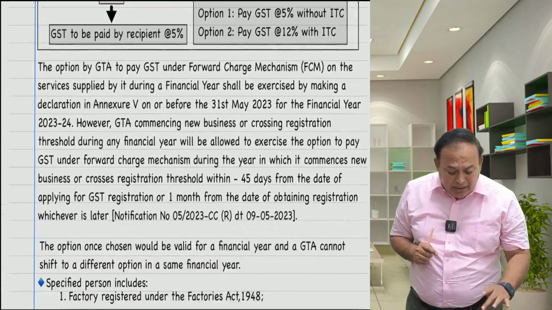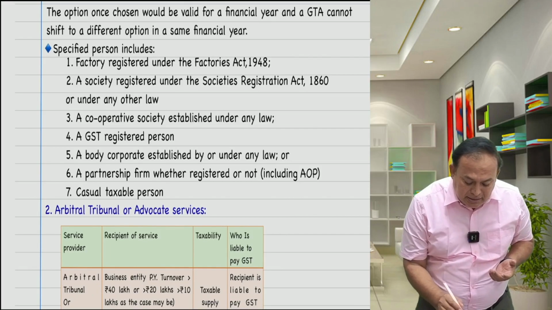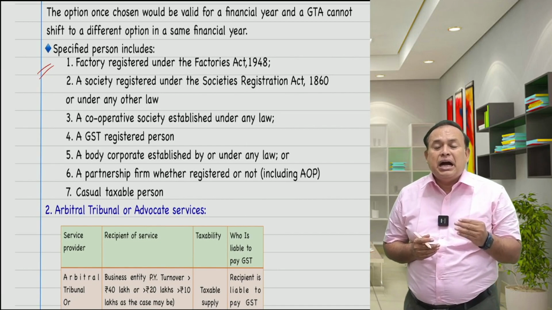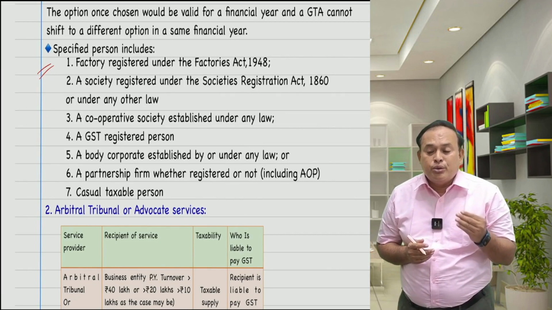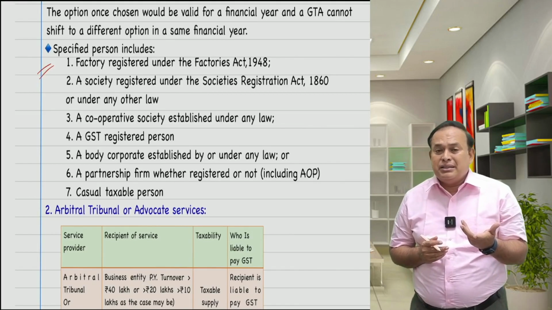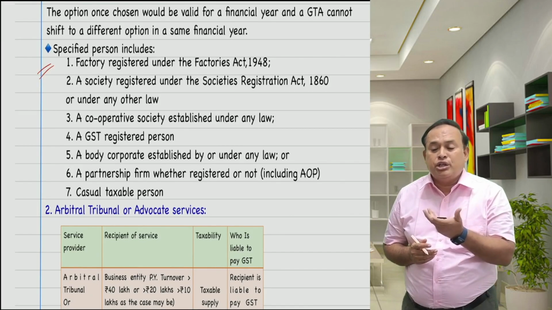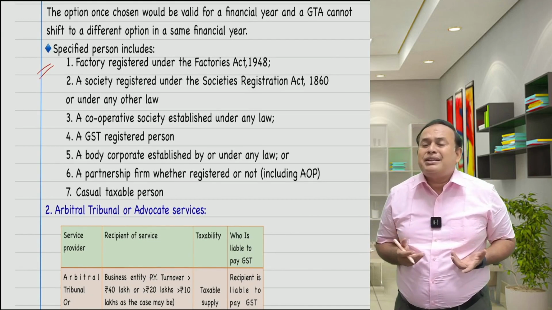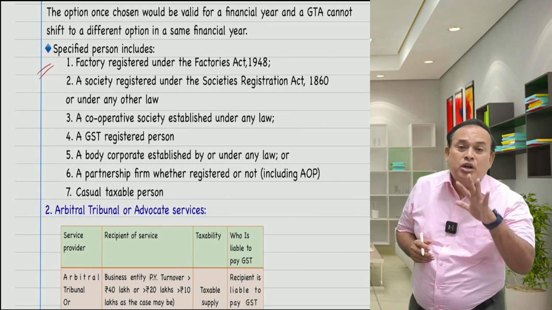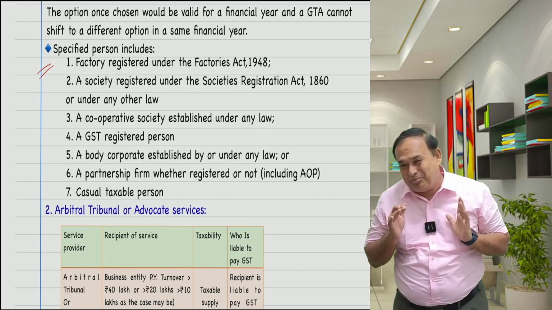The recipient should be, in the given case, a specified person. Meaning what? Specified person means the following. 1. A factory registered under the Factories Act, a society registered under the Society Registration Act, or a cooperative society established under any law, a person registered under GST law, a body corporate under the Companies Act, or it may be an LLP, or a partnership firm registered under the Partnership Act 1932, or a casual taxable person who is a registered casual taxable person. In all these cases, if the recipient belongs to this category, the recipient is liable to pay GST only when the GTA is not willing to pay GST under forward charge. That is important. It is an amended provision now.